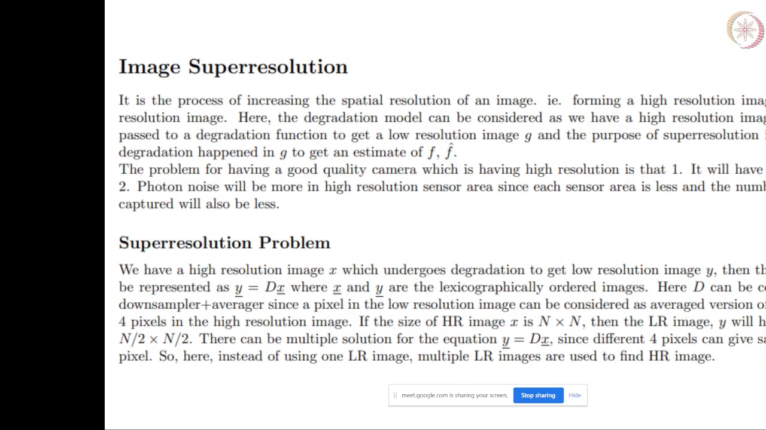Then comes image super resolution. In image super resolution, we have a high resolution image F. In the case of deblurring, we have a clean image F, but in super resolution, we have a high resolution image F, which is passed through a degradation function to get a low resolution image G. In the deblurring case, we have a blurred image G. Here we have a high resolution image F; in the deblurring case, we have a clean image F. So in both cases we have to find F.